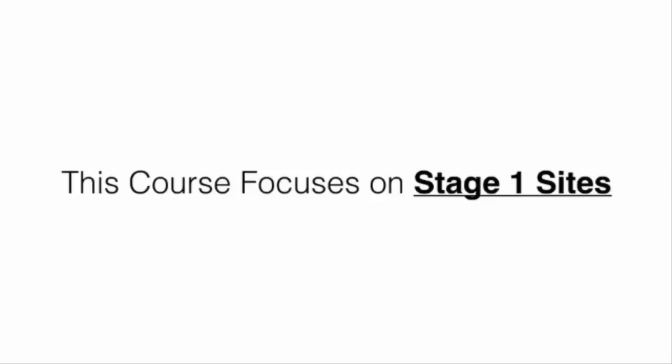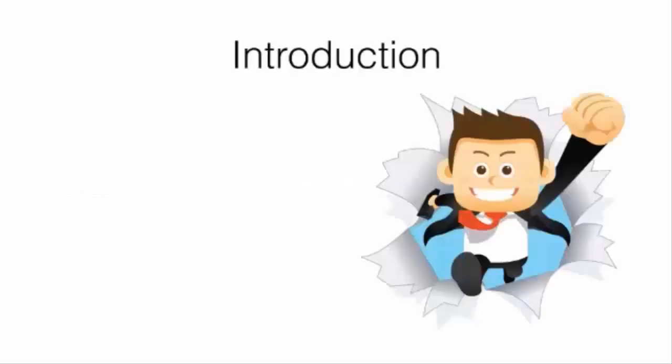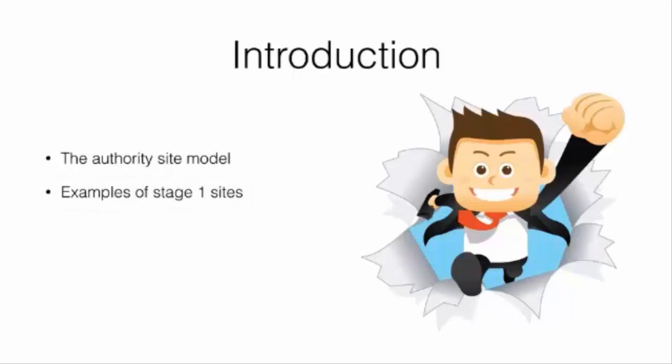Now let's look at what's inside the course. First, we're going to have the introduction. This video is part of the introduction, and we're going to talk about the authority site model, which we just talked about. We're going to, in the next lesson, look at examples of stage 1 authority sites. Then we're going to talk about consistency and expectation, the kind of work you should expect to put in this course to get results.